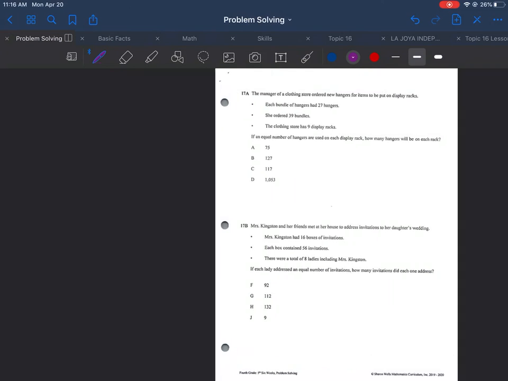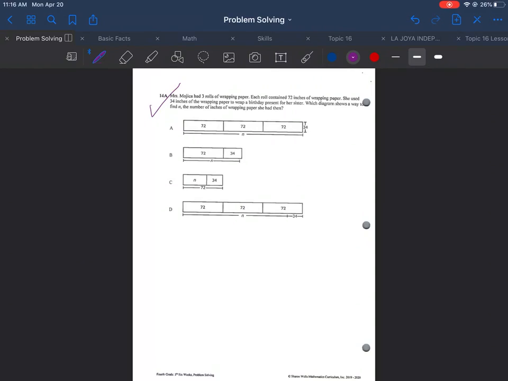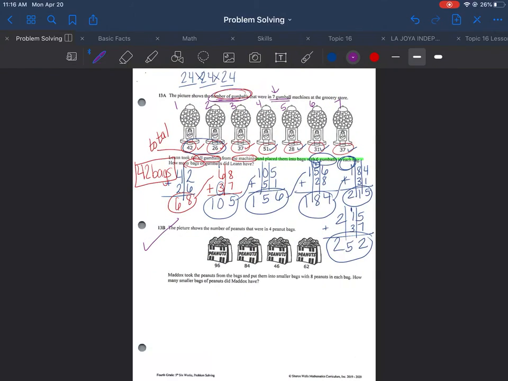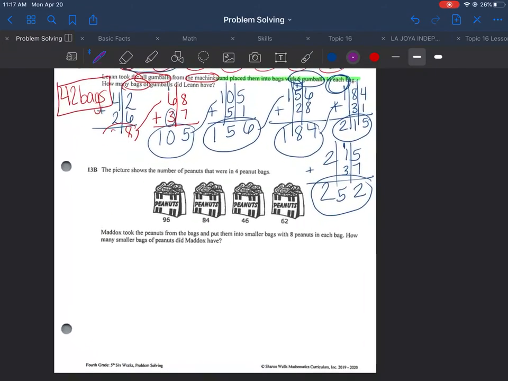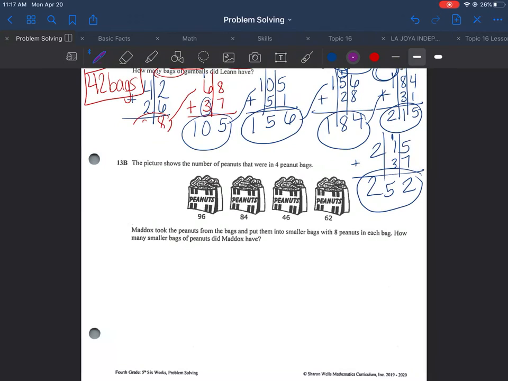The last thing that I'm going to work on for today is Problem Solving 13B. So let's go to 13B, which is this one. We did 13A right before we went on break, so I'm going to do 13B today. It says, the picture shows a number of peanuts that were in 4 peanut bags. So we have the 4 peanut bags. Maddox took the peanuts from the bags and put them into smaller bags with 8 peanuts in each bag. How many smaller bags of peanuts did Maddox have?